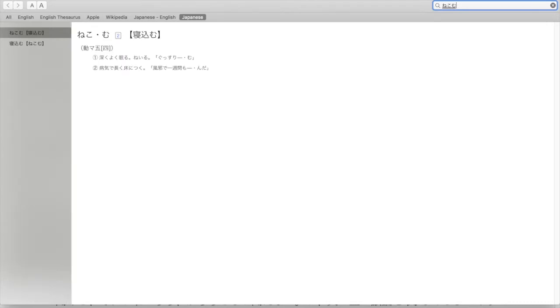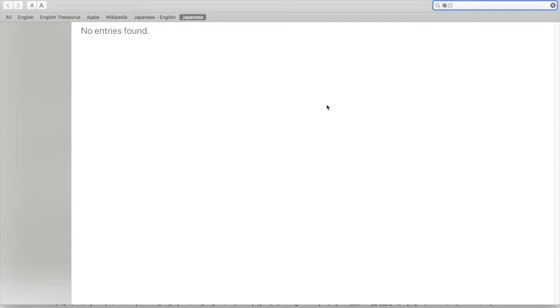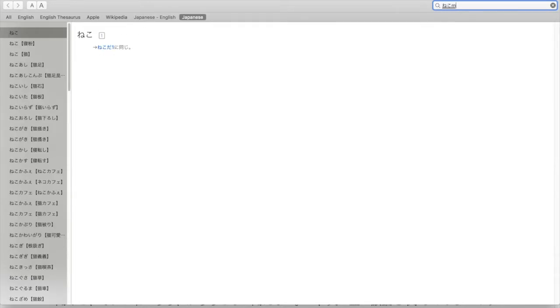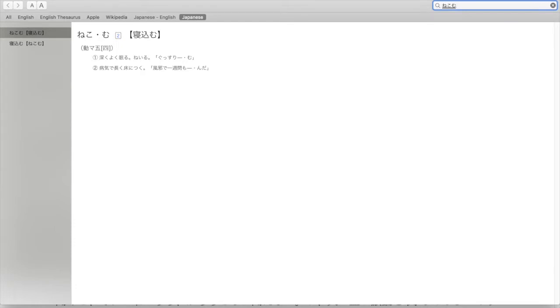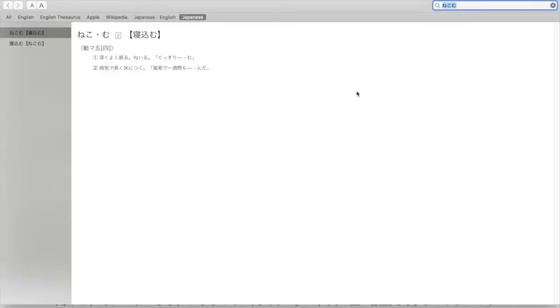If you're ever not sure, you can say nerukomu, that's not right. Okay, nekomu. Another thing you could do, if you're not sure how it conjugates, is just look up the dictionary form, nekomu. So the question is, why isn't that showing up? All right, it's showing up now. So we just saw something interesting, which is we cut and pasted a verb into the dictionary, and it didn't show up.